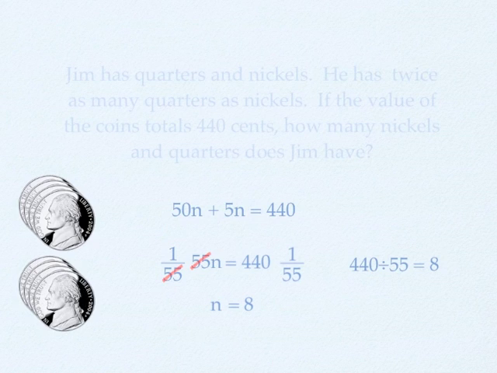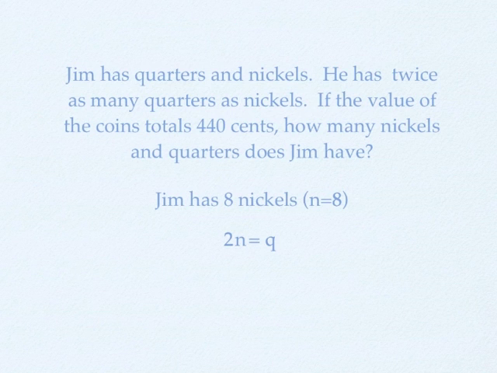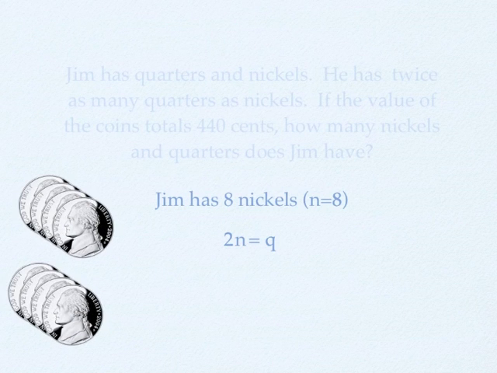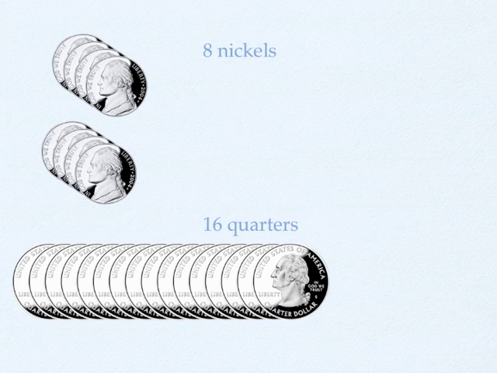You have 8 nickels. Jim has 8 nickels. So we also know that 2n is equal to q, so we know that he has 8 nickels. Those are his 8 nickels right there. 2 times 8, 2 times n is equal to q. And we're going to take that 8 right there. 2 times 8 is equal to 16. Jim has 16 quarters. 8 nickels, 16 quarters. So he's got a lot of money.